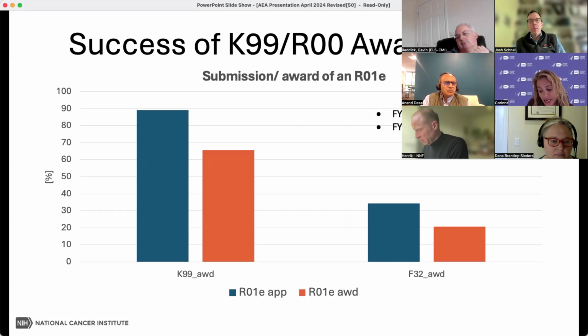While the NCI K99 R00 can enhance the likelihood of postdoctoral researchers to transition to research independence and secure R01 or equivalent funding, K99 R00 support is not a prerequisite to become a successful investigator, nor does it accelerate the time to research independence. Our results suggest that the NCI K99 R00 mechanism is an important program for retaining postdoctoral researchers in the field of cancer research. Next slide, please.